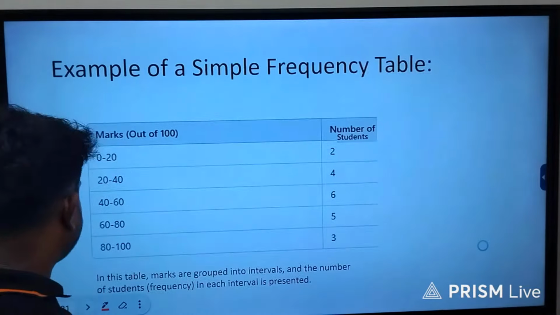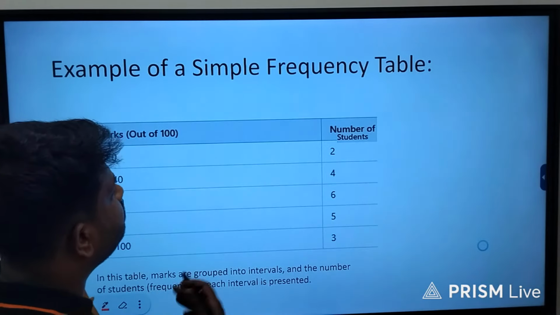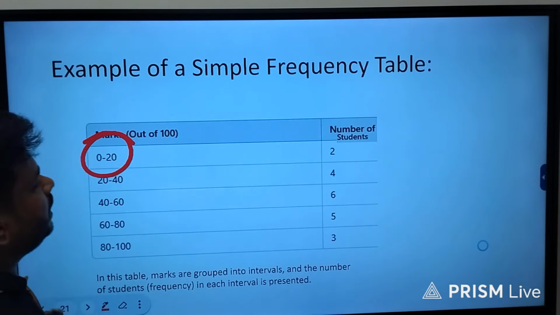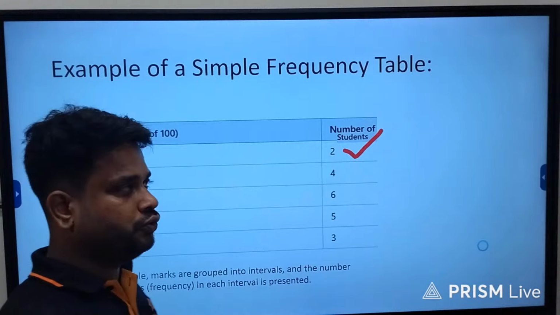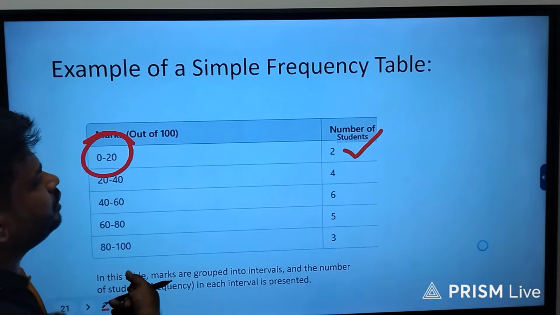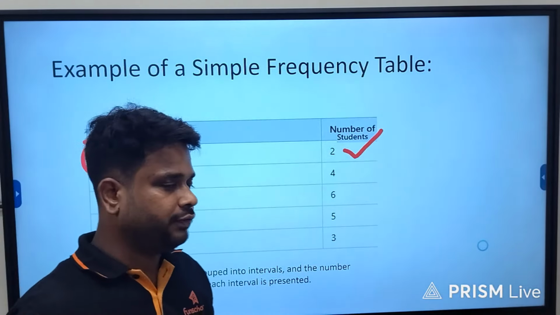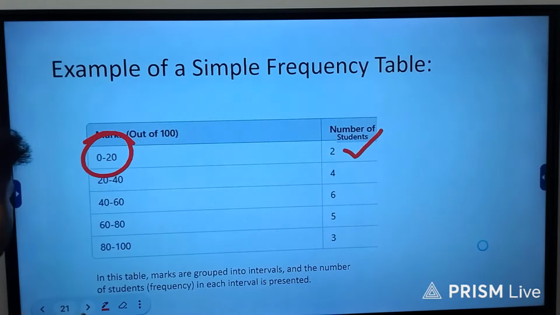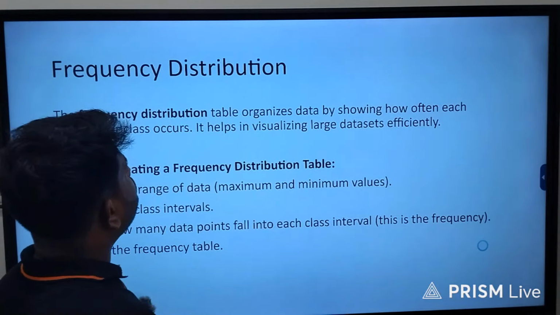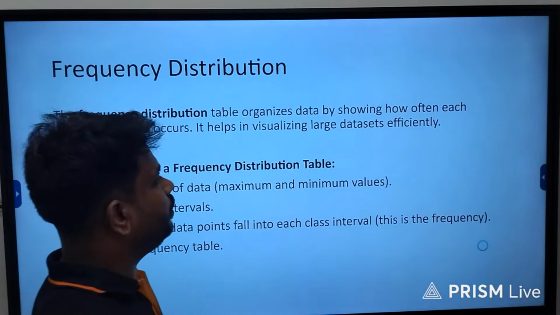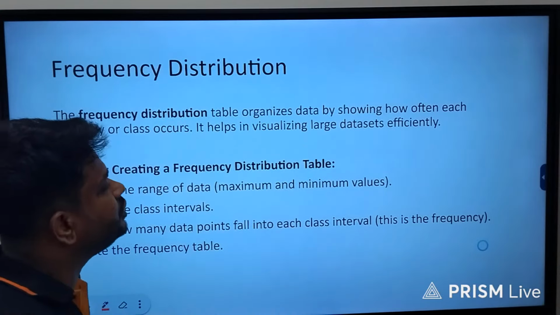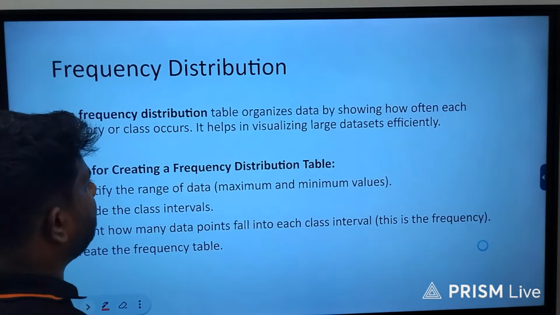So the next thing is an example of a simple frequency table. Marks out of 0 to 20, number of students we have 2, and so this is just a beginner's guide. So how can we write or draw the frequency table? Next is the frequency distribution. The frequency distribution table organizes data by showing how often each category or class occurs. It helps in visualizing large datasets efficiently.